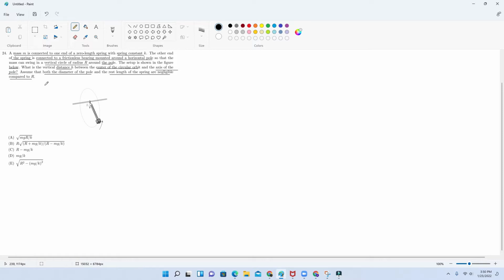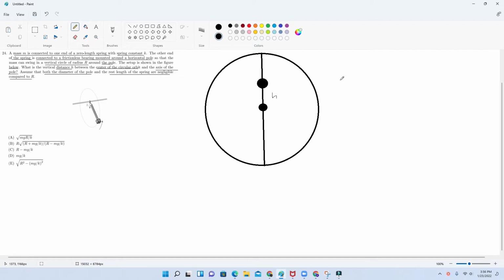Okay, so this problem has a lot. And even though it gives a diagram here, I think it would be useful to draw our own diagram so we can get a better idea of what goes on. So here I've drawn a basic diagram of what's going on in the problem. I've labeled the center of the circle, the axis which the spring is rotating about, and I even labeled the distance between them as h.